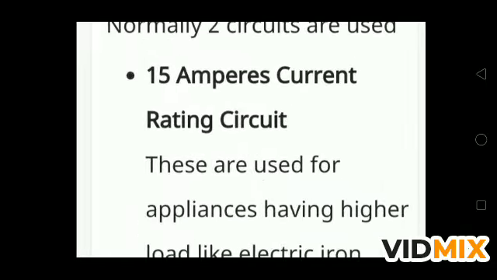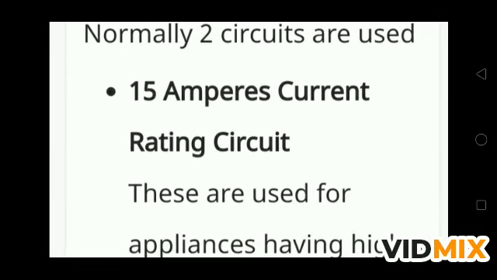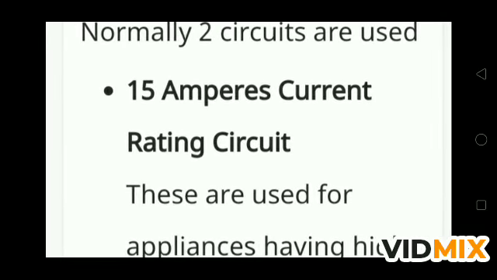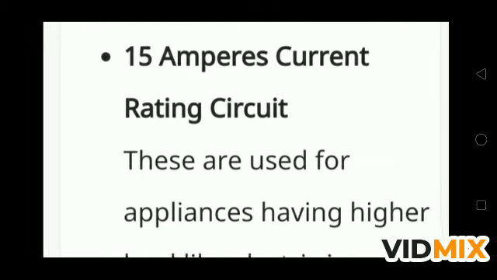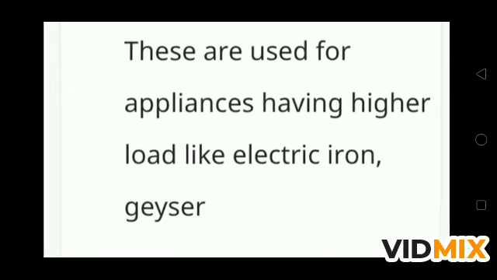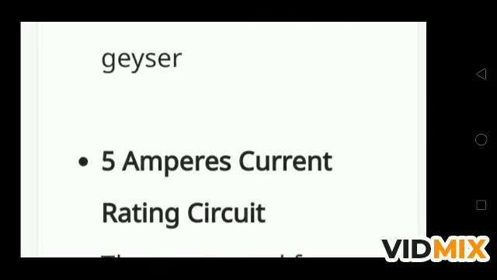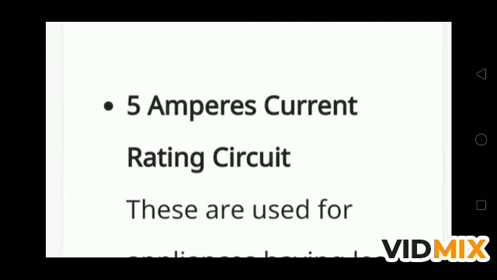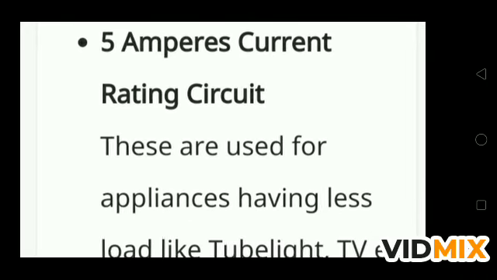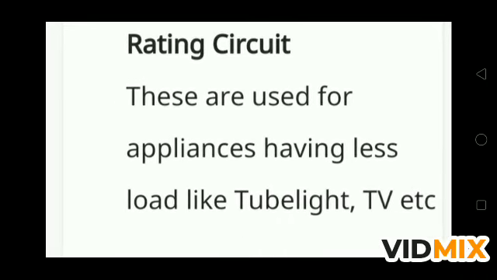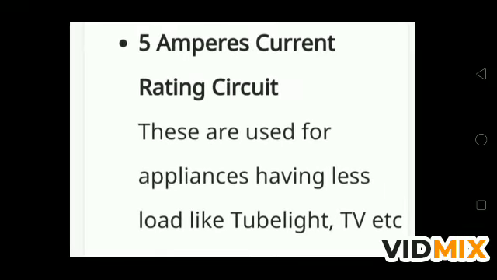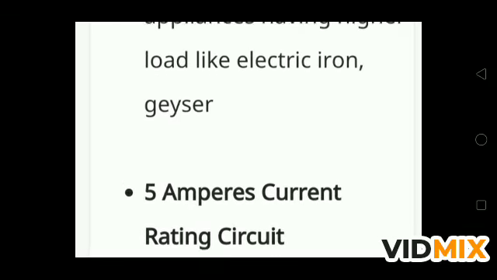Normally two circuits are used. One is a 15 ampere current rating circuit. If you see in your house, there are big plugs and big sockets in which we connect our fridge, geyser, heater. These appliances are connected in what is called the 15 ampere current rating circuit. These are used for appliances having higher load like electric iron, geyser, etc. And there are some small sockets also, of 5 ampere current rating. These are used for appliances having less load like tube light, TV, etc. So two current rating sockets we are using in our home, one is 15 ampere and one is 5 ampere.